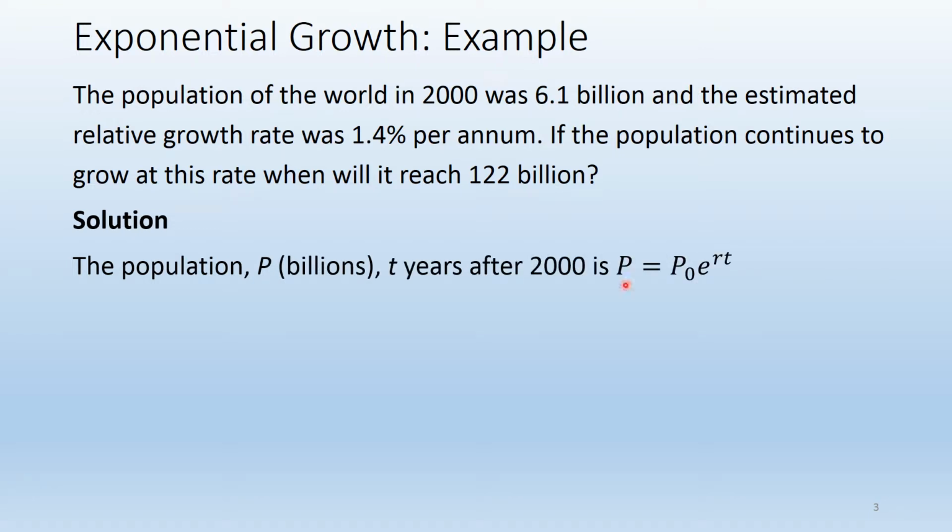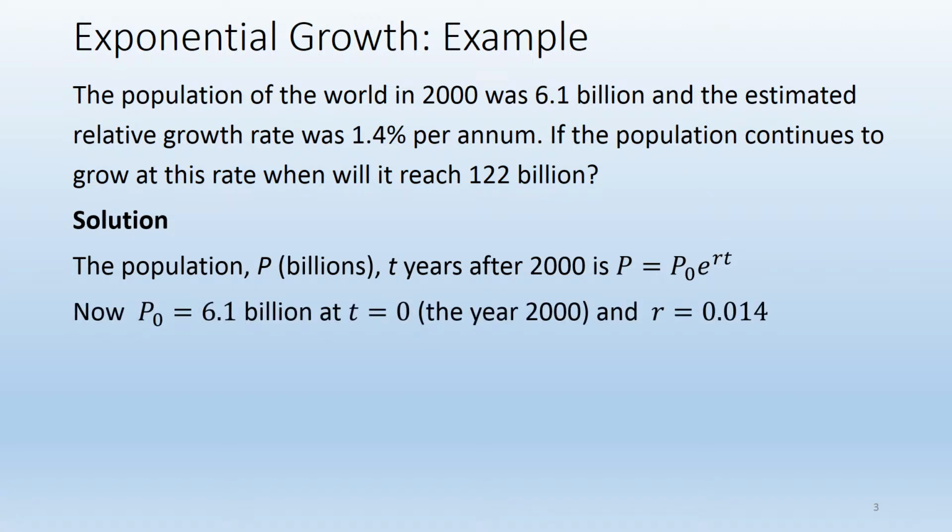So the solution is to use the population model that we've developed, and we'll set time as 0 in the year 2000. We know that the population is 6.1 billion in the year 2000, that is when t equals 0, and that the rate is 1.4%. So we'll put those two figures into our model so that we get P equals 6.1 e to the 0.014t.